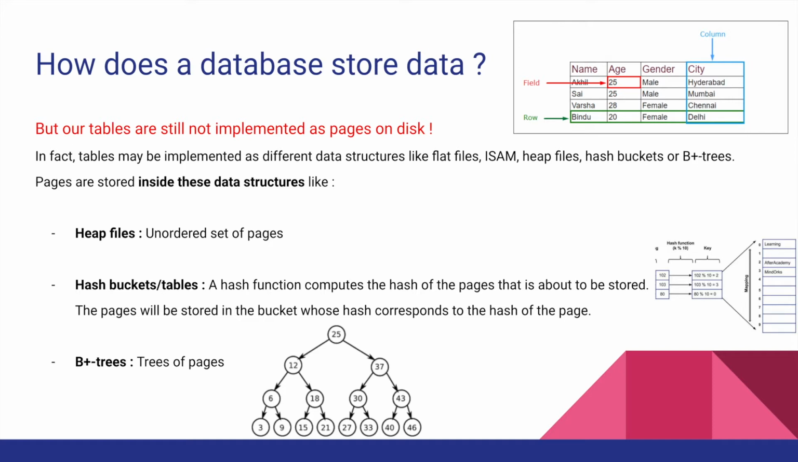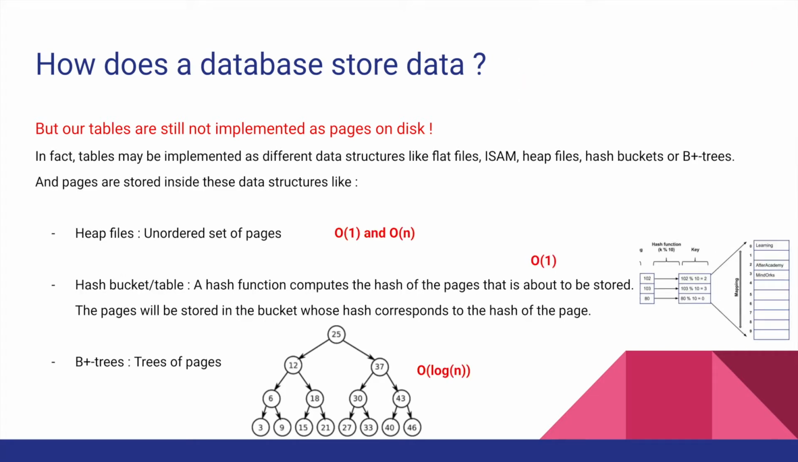And lastly, you have B plus trees. They are basically trees of pages, and they are the most common data structure in use in RDBMS because they can do random and sequential access efficiently. That is to say, they can efficiently retrieve either a random page or a sequence of pages. So finally, we found it. Tables are stored as hash tables or B plus trees or heap files, which are data structures containing pages which contain records.